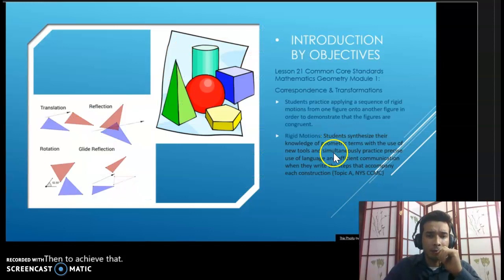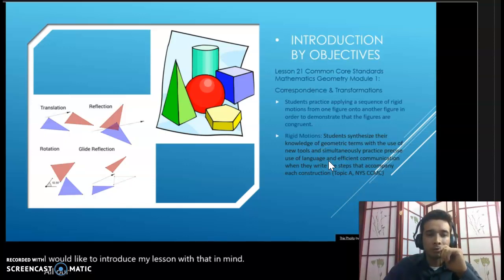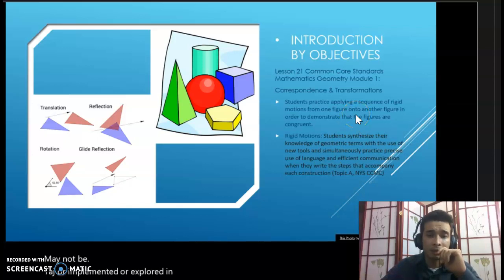And I would like to plan my lesson with that in mind. All our mathematical principles may not be taught, implemented, or explored in one mathematical lesson, but I like the practicality of them. I would like to introduce my lesson by giving the objectives.